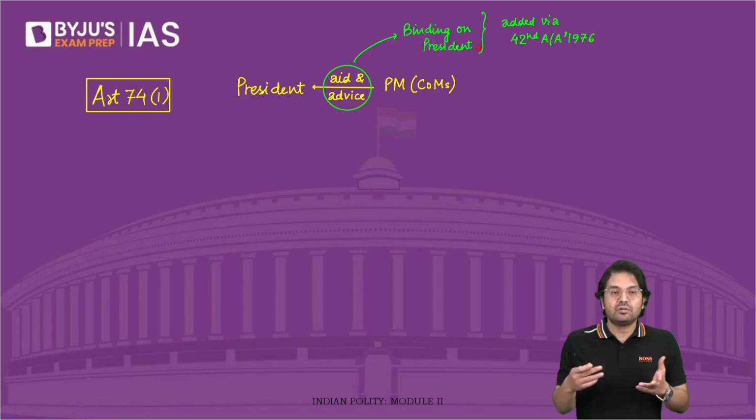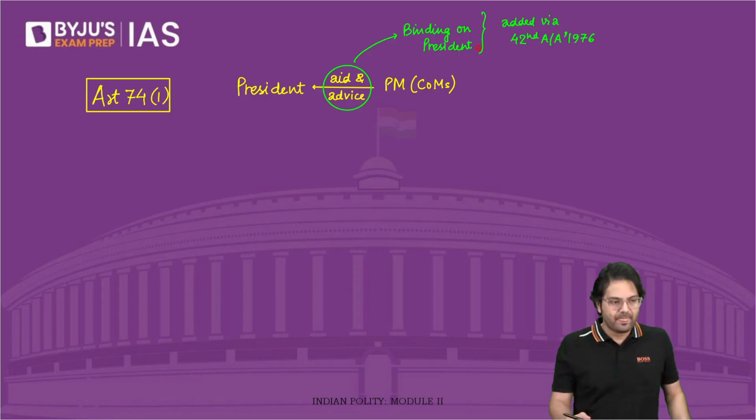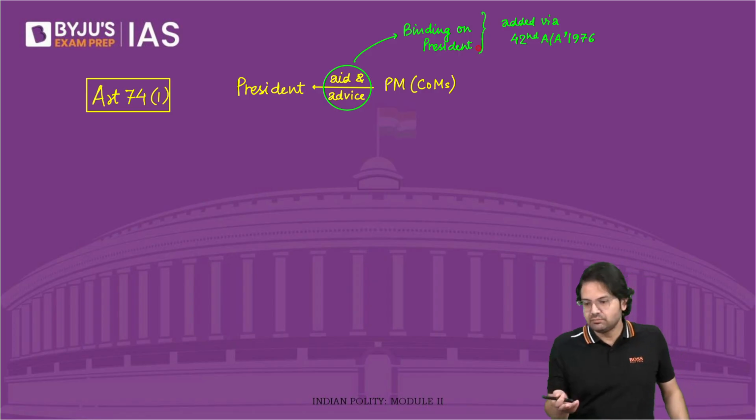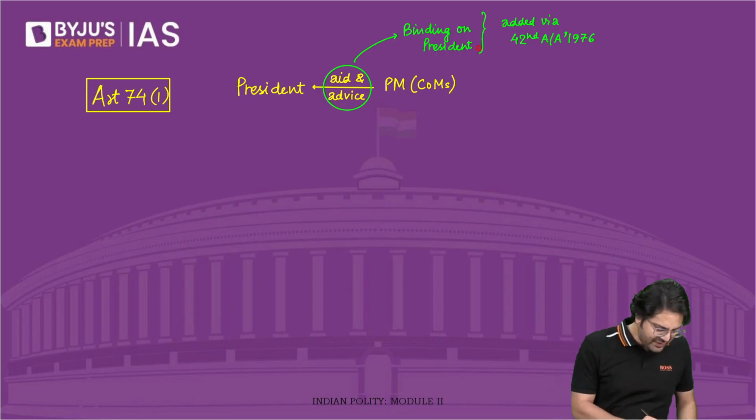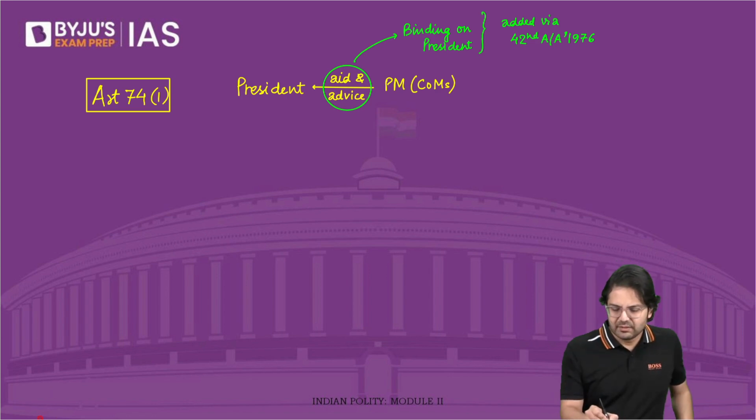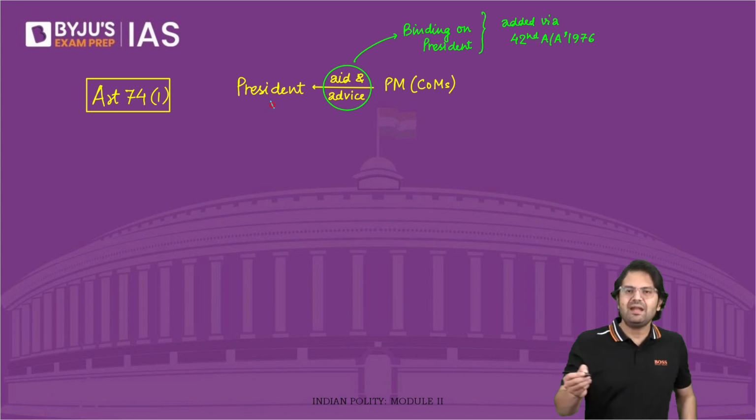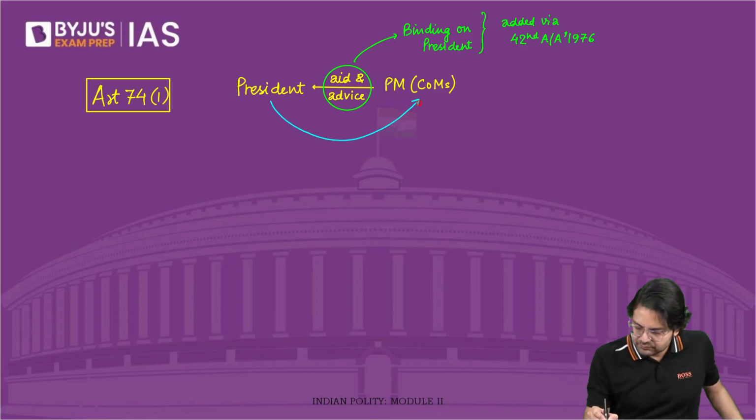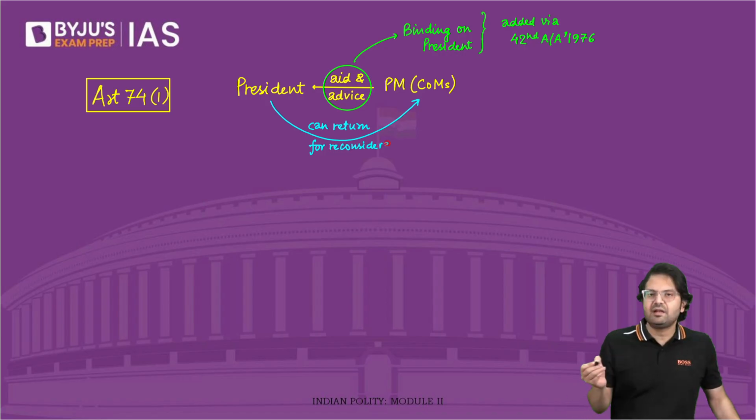What if the president does not want to follow the advice? What if the advice is genuinely wrong? It's possible, right? So let us give the president one opportunity. That president can return the advice also. Can return for reconsideration.